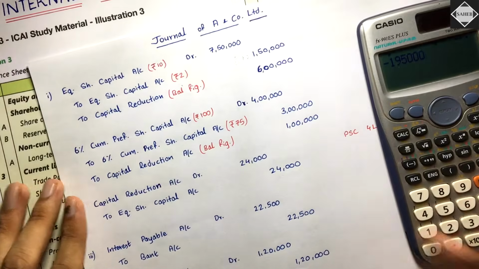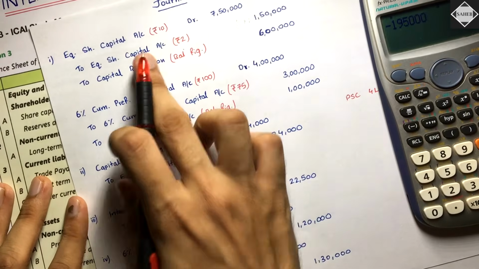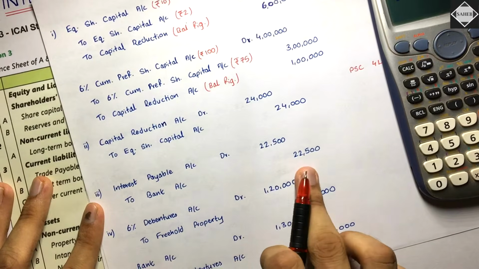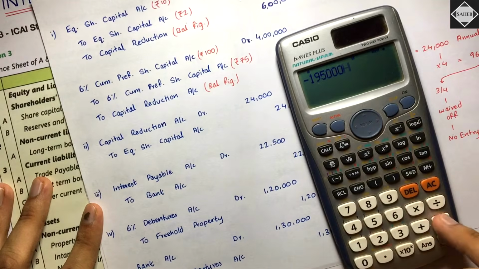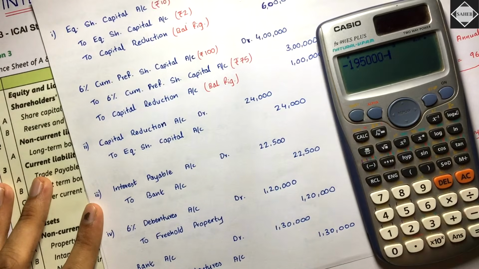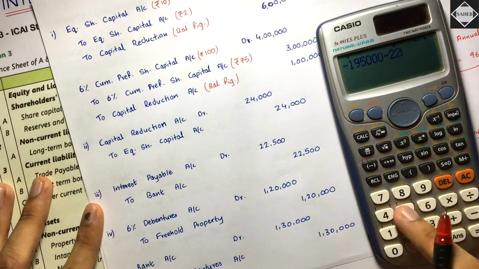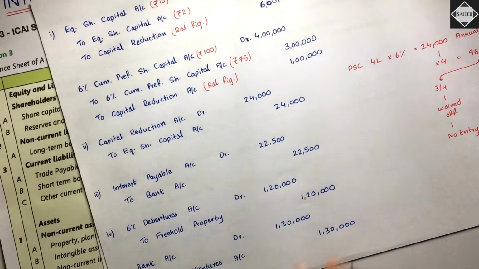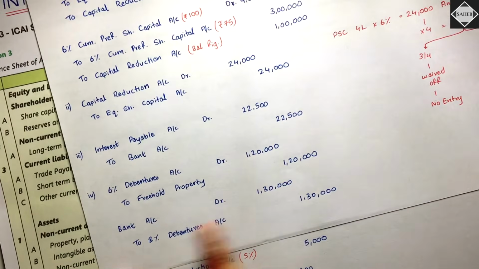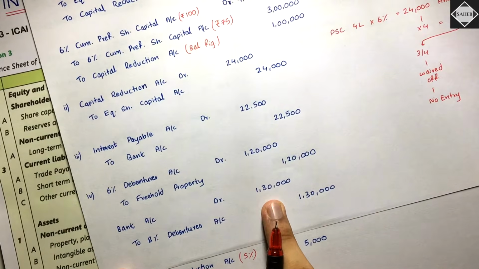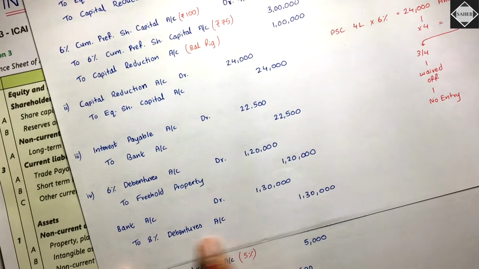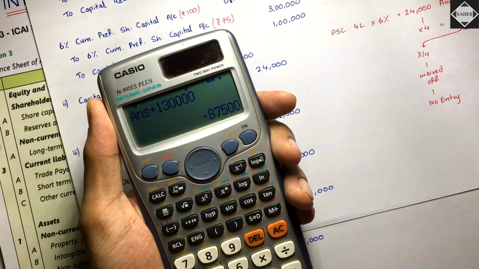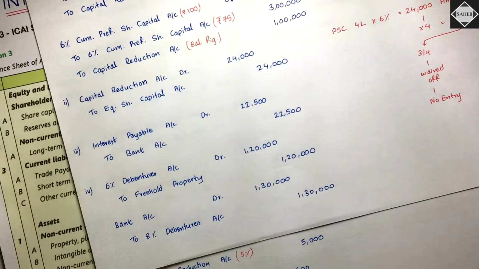So now let's see what's happening. In the first entry, is there any bank? No. In the third entry, there is bank. How much? Bank 22,500. Because of this, your bank overdraft increased by 22,500, so that's equal to 2,17,500. And then you received 1,30,000 from the new 8% debentures which you issued. So plus 1,30,000, that's equal to minus 87,500, still negative.